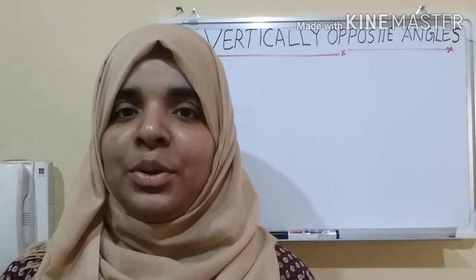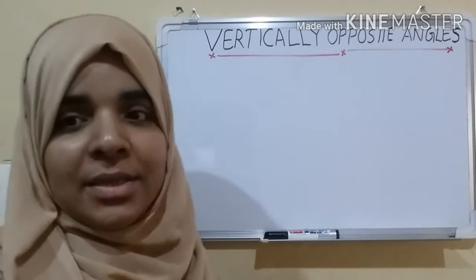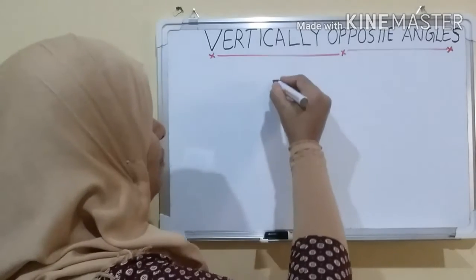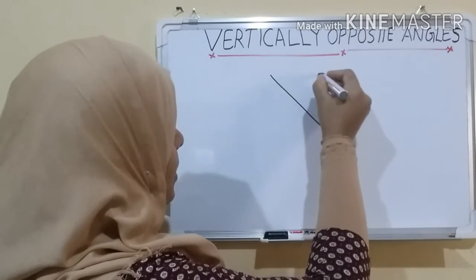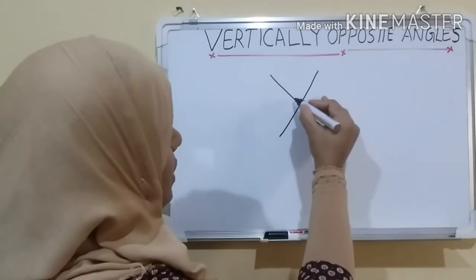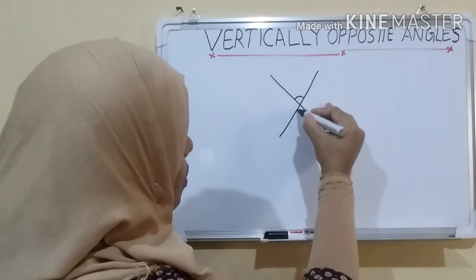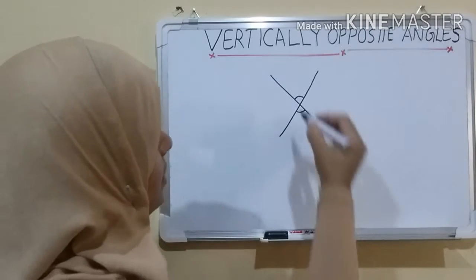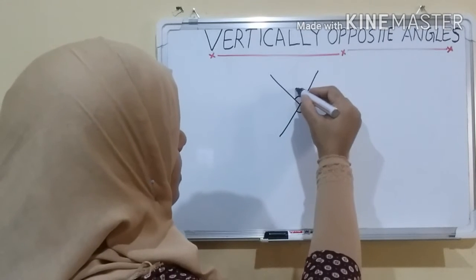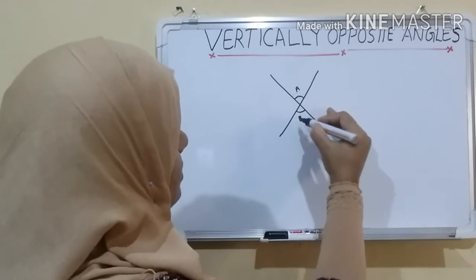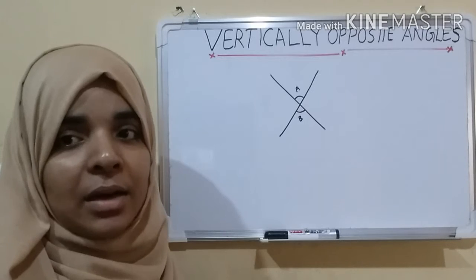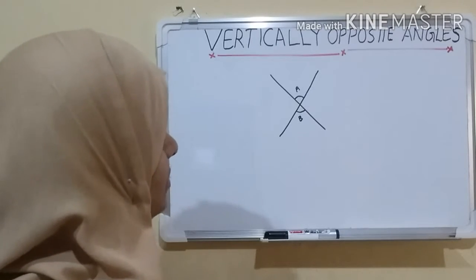Let us continue with our new topic, vertically opposite angles. What is vertically opposite angles? If two lines intersect, then there will form two opposite angles, right? These are the opposite angles, one pair of opposite angles. Suppose this one A, then this one B. Okay? These two pairs of opposite angles are called vertically opposite angles.